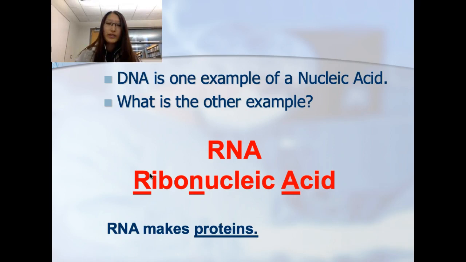RNA makes up proteins. So the sequence goes like this. It's kind of a streamline. You start with DNA. DNA is made into RNA. RNA is then made into proteins. Okay, so RNA is directly made into proteins, and DNA is directly made into RNA. You can't jump from DNA directly to proteins. It doesn't work.